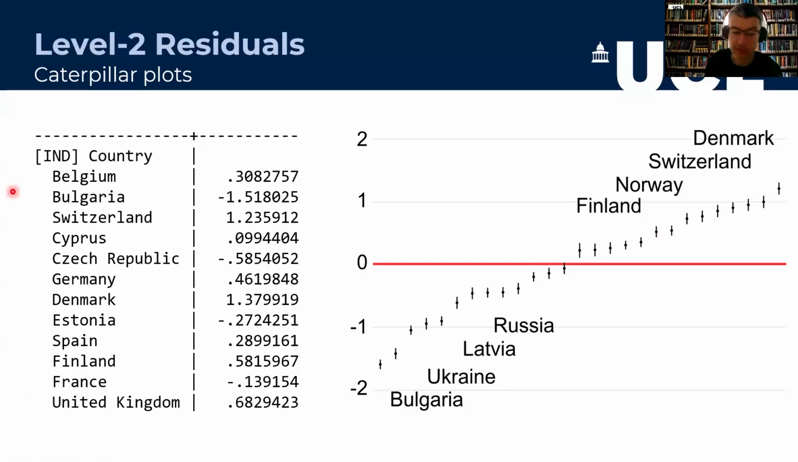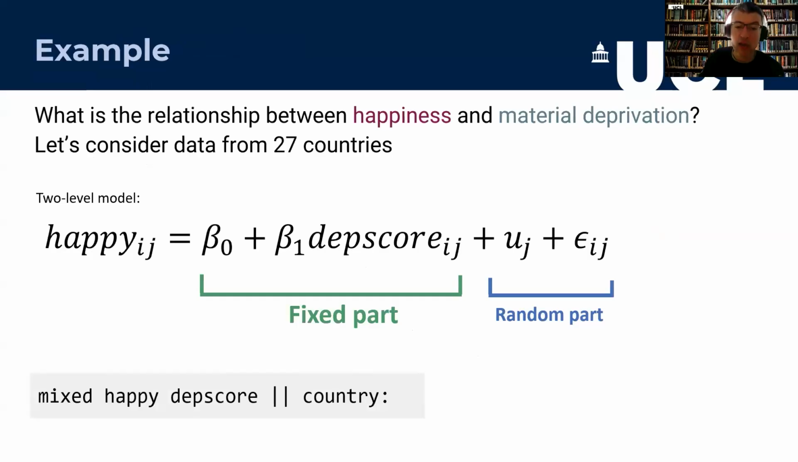All clear so far? So if there are no questions, let's assume that we have an example here so that we can also see what we obtain when we run these models and how we interpret these models.